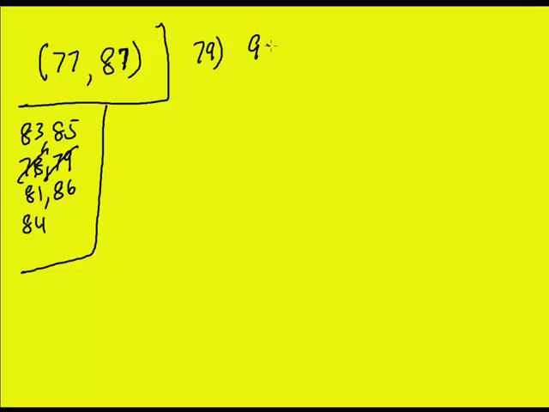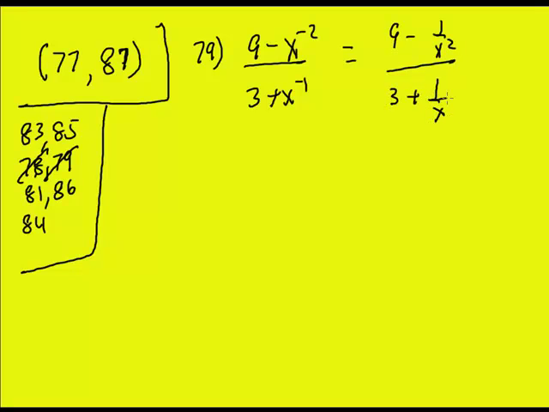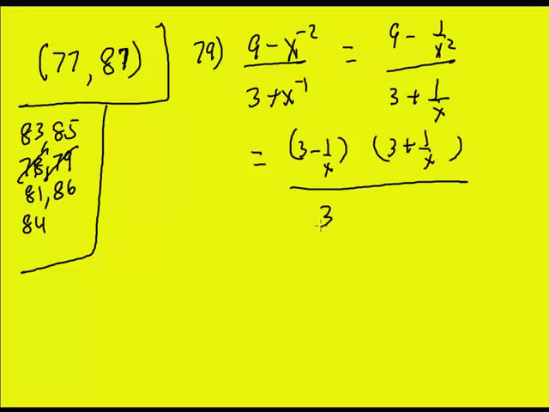Says 9 minus x to the negative 2, all that over 3 plus x to the negative 1. Well, this is really 9 minus 1 over x squared, and this is really 3 plus 1 over x. The top is a difference of two squares. I can factor the top. That's going to be 3 minus 1 over x, 3 plus 1 over x. And then I have a 3 plus 1 over x on the bottom. So this and this cancel. I got 3 minus 1 over x.